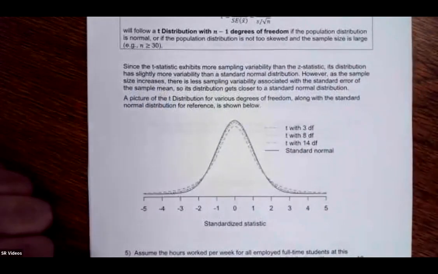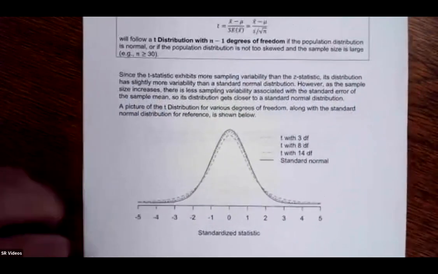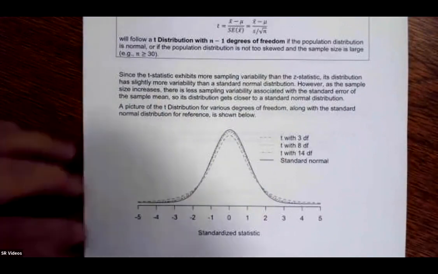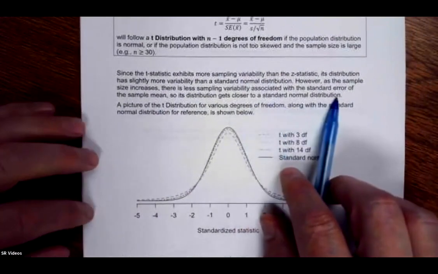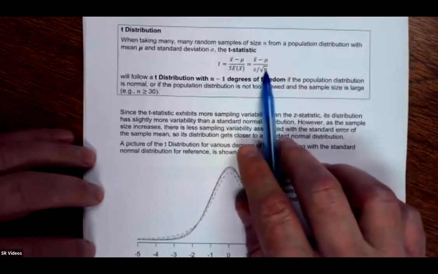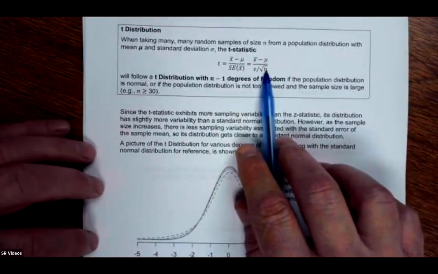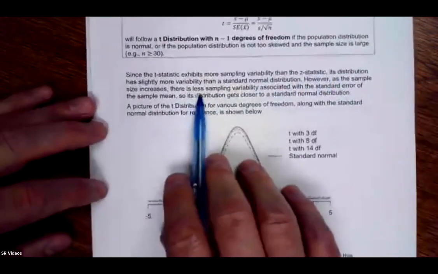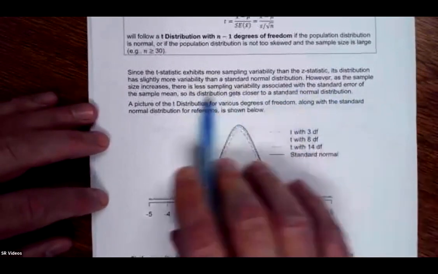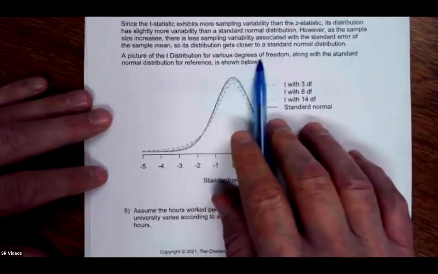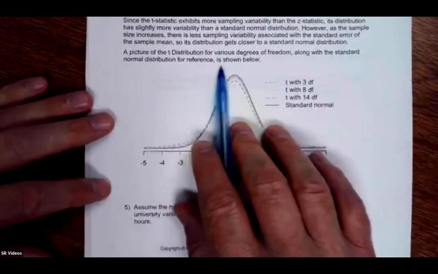However, as the sample size increases, there is less sample variability associated with the standard error of the sample mean. So its distribution gets closer and closer to a standard normal distribution. In fact, in theory, if the sample size was infinite, then the T becomes a Z distribution. But just take that with a grain of salt. There's less sampling variability with a standard error of the sample mean, so its distribution gets closer to a normal distribution. So the picture below shows various degrees of freedom along with the standard normal distribution for reference.